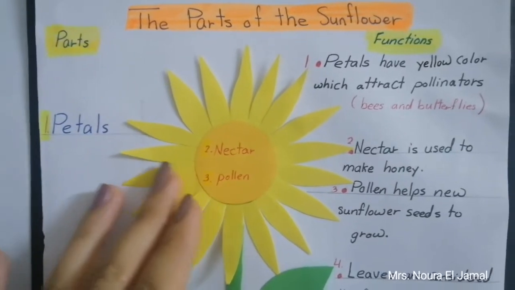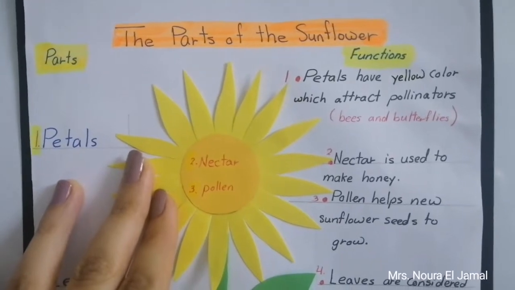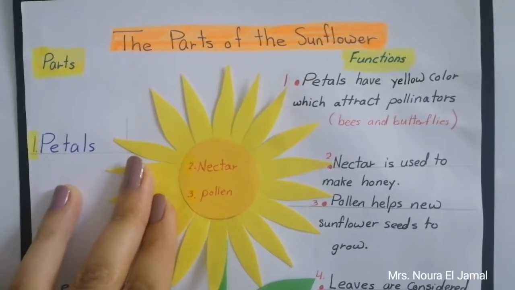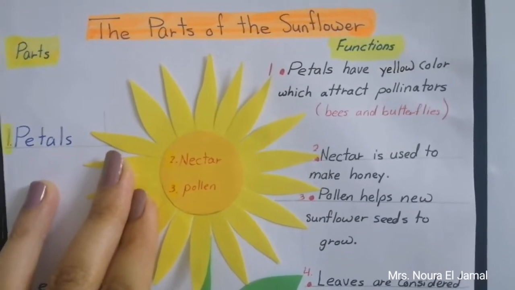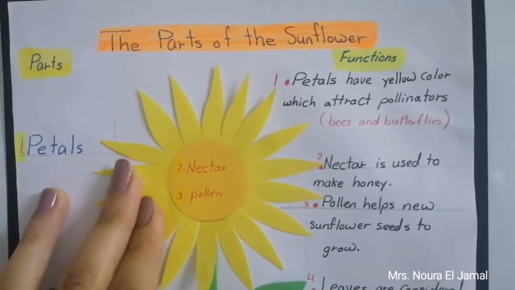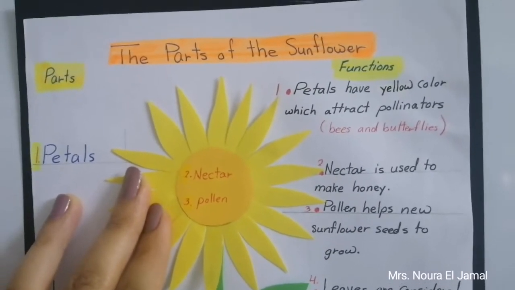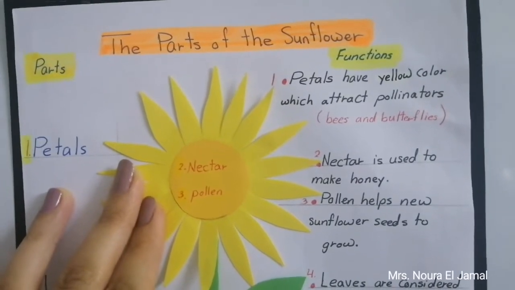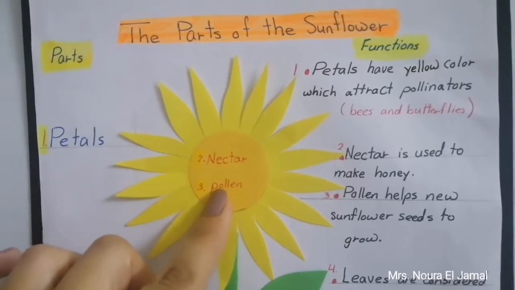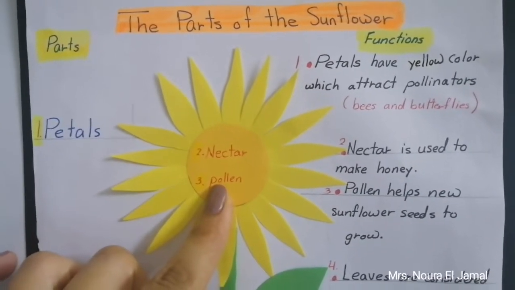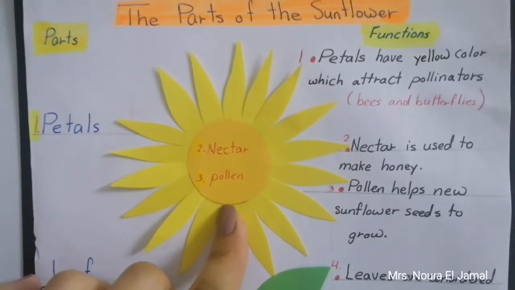So what is the function of petals? Petals have yellow color which attracts pollinators. Who are the pollinators here? Bees and butterflies. They are attracted by the yellow color and come to bring pollen to the flower. And also they come to get the nectar to make honey.